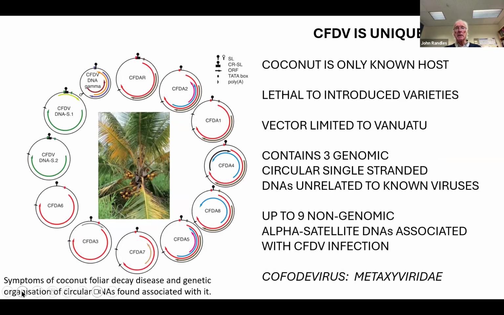And the vector is only lethal to introduced varieties. So the current control is to hybridize introduced dwarfs, or hybridize the local dwarf with the local tall. They seem to be the most productive and resistant variety. The vector has only been found in Vanuatu, and the virus itself contains 3 genomic circular single-stranded DNAs, which are unrelated to any other known virus.